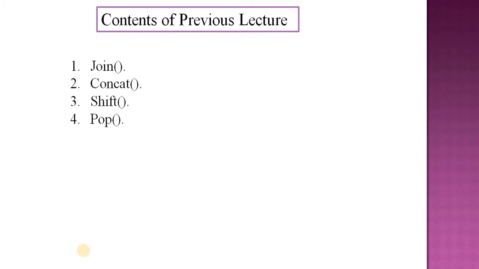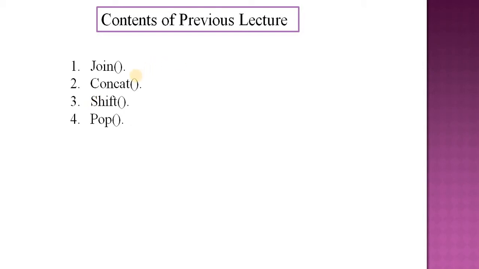The join method joins all the elements of an array into a string. In the join method, we can use any symbol as a separator. By default, it will display the list with a comma as a separator. Next is the concat method. This function is used to join two or more arrays together in JavaScript.